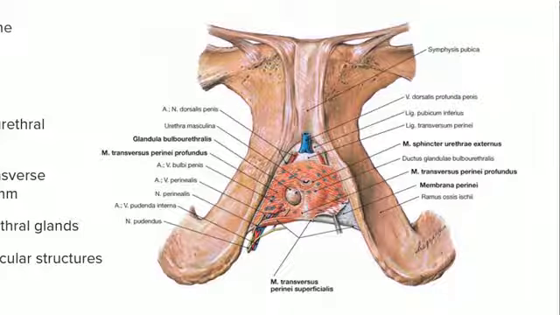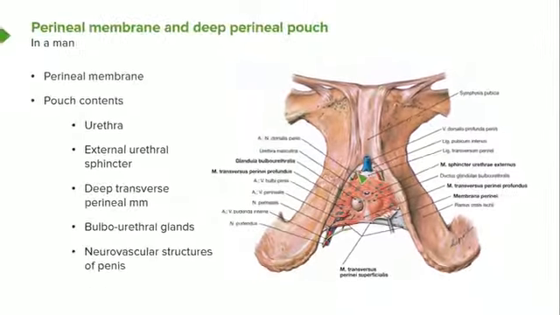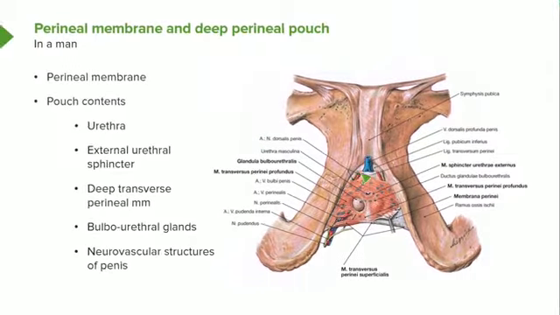Lastly, you'll have neurovascular structures that supply the penis. They're coming into this area right through here. These neurovascular structures pass through the deep perineal pouch, and then we can see them emerging at this particular point, and then they will follow the penis.